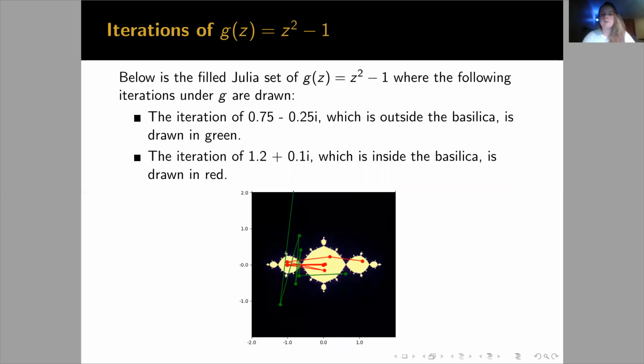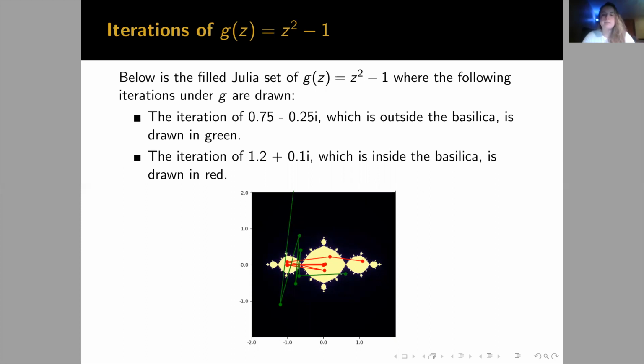So on the image on the slide, you can see a point inside the Phil-Julia set is represented in red and remains bounded under g, and actually eventually iterates to the two-cycle consisting of 0 and -1. The point outside the Phil-Julia set is in green and it eventually goes to infinity.